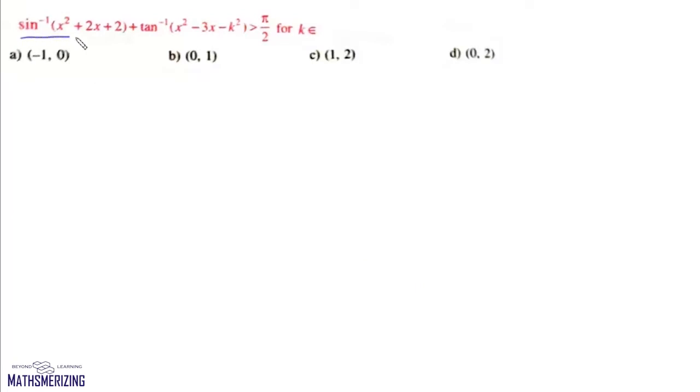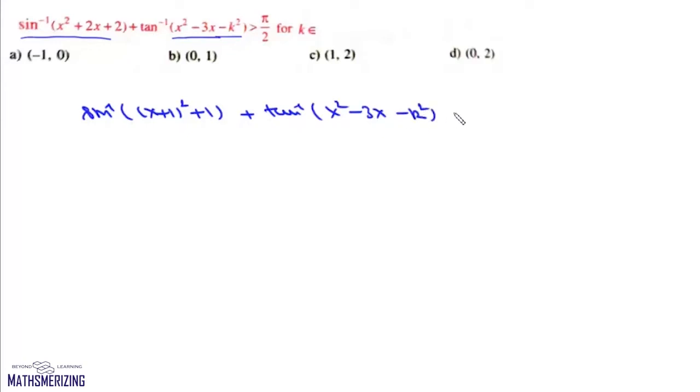Sine inverse of x square plus 2x plus 2, plus tan inverse of x square minus 3x minus k square, is greater than pi by 2. We need to find the value of k. Now we can write this as sine inverse of x plus 1 whole square plus 1, plus tan inverse of x square minus 3x minus k square, greater than pi by 2. Now we know that the domain of sine inverse x is x should lie between minus 1 and plus 1, and the domain of tan inverse x is x belongs to R. So we don't have a problem with tan inverse.